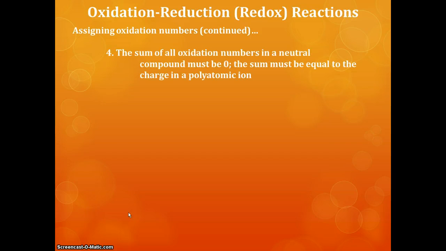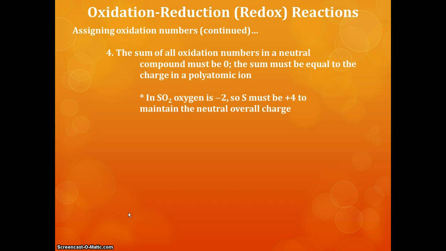The sum of all oxidation numbers in a neutral compound has to be 0, and the sum in any kind of ion must be equal to the charge of that polyatomic ion. For example, in SO2, oxygen is -2, so to keep the compound neutral, S must be +4. In ClO3, the oxygen is still -2, so the chlorine must be +5 so that the 3 oxygens and it combined still keep a -1 charge.